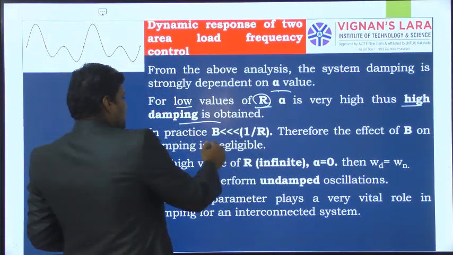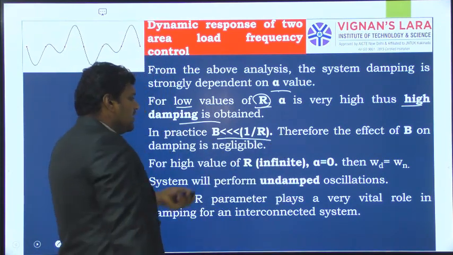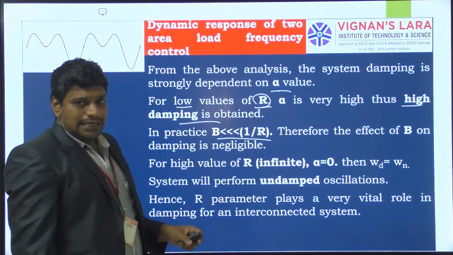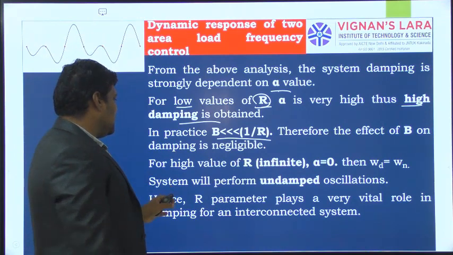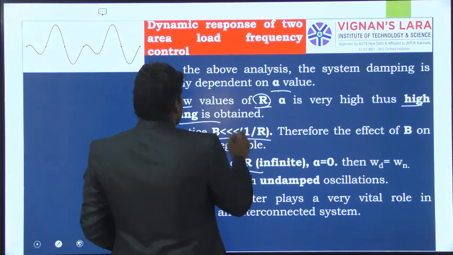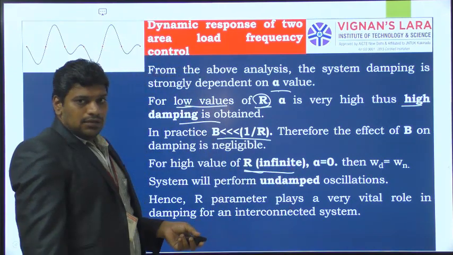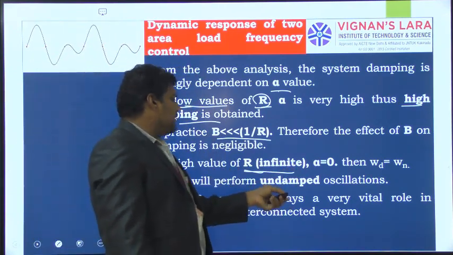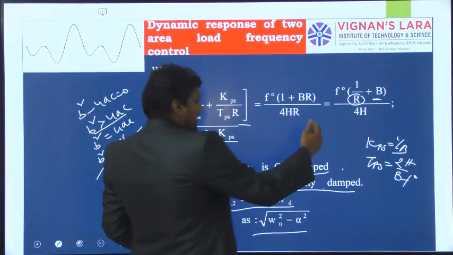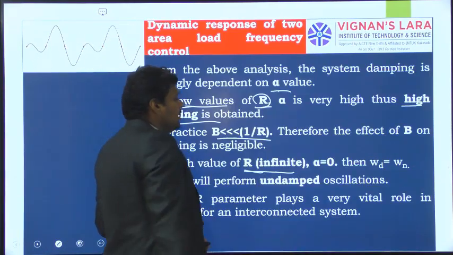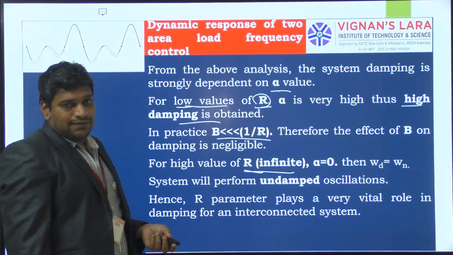Next, as I told already, when B is very, very less than 1 by R, the effect of B on damping is negligible. Next, for high value of R, as opposed to low value of R, theoretically when R tends to infinity, the alpha value will be 0.